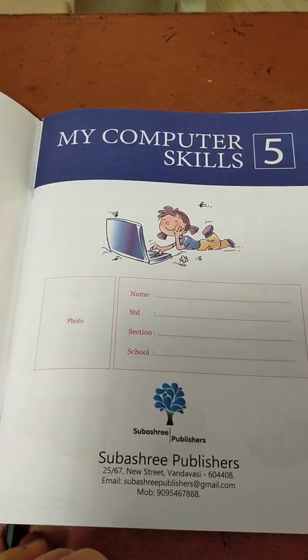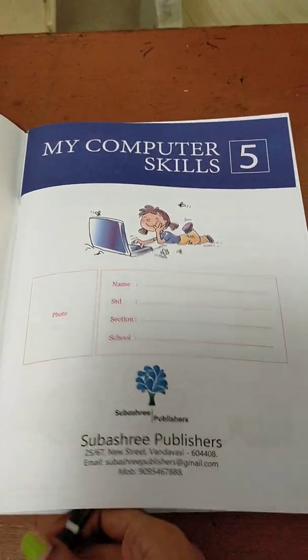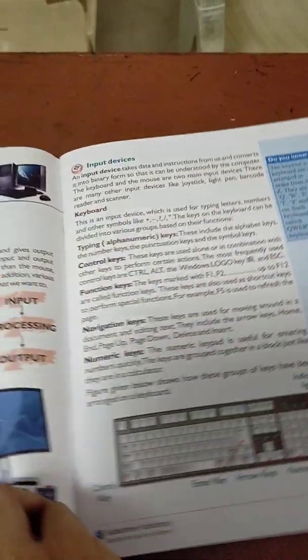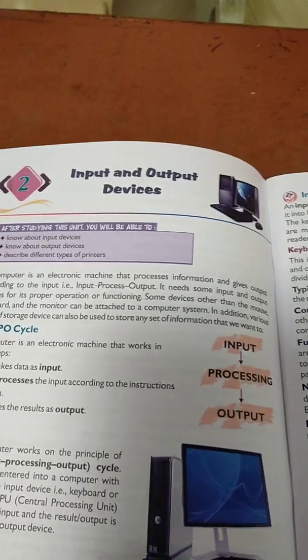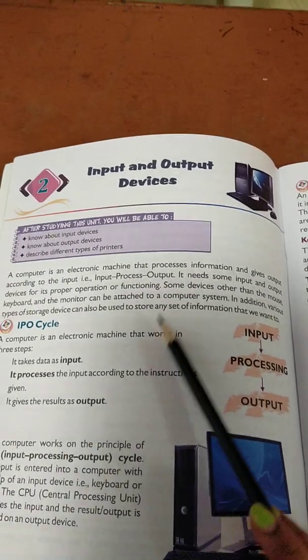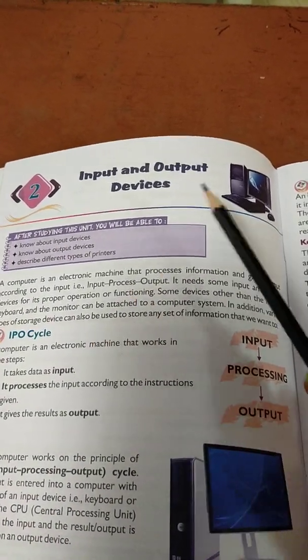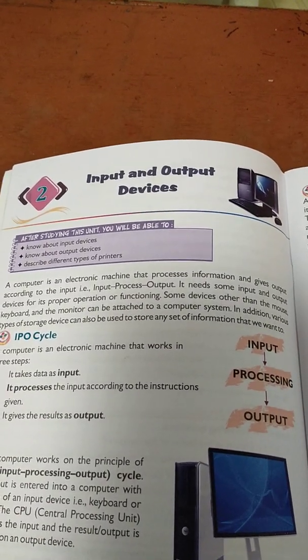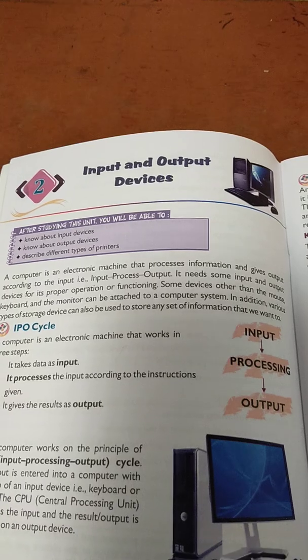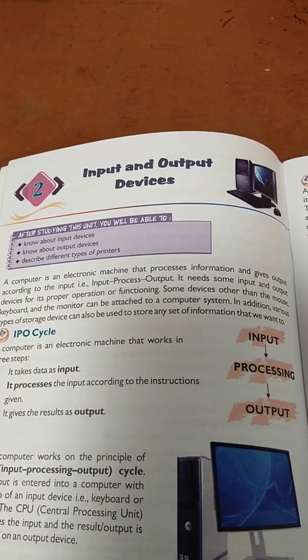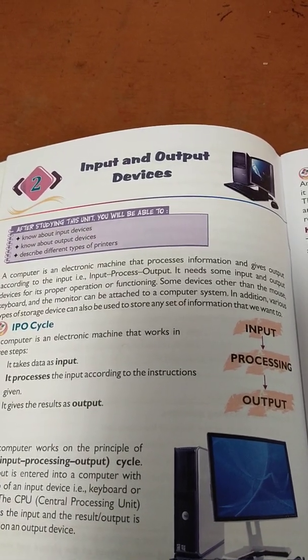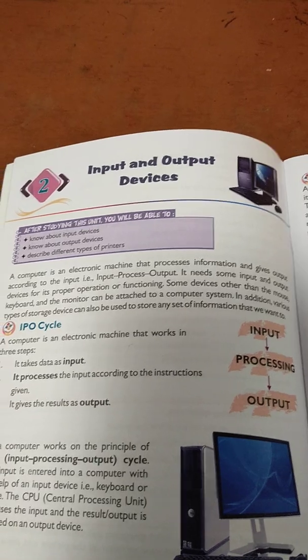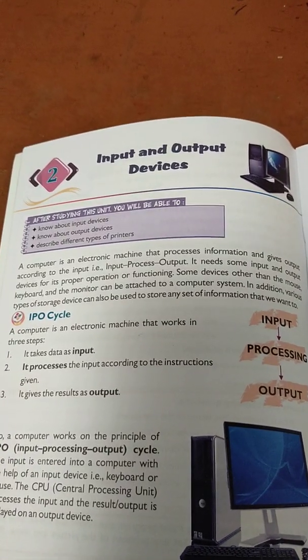Okay. Next we have to directly enter the lesson. We can skip the first lesson and directly enter the second lesson. You need not learn the first lesson. The second lesson is input and output devices. Now in this lesson we are going to see input and output devices and their functions. Okay, let's start the lesson.